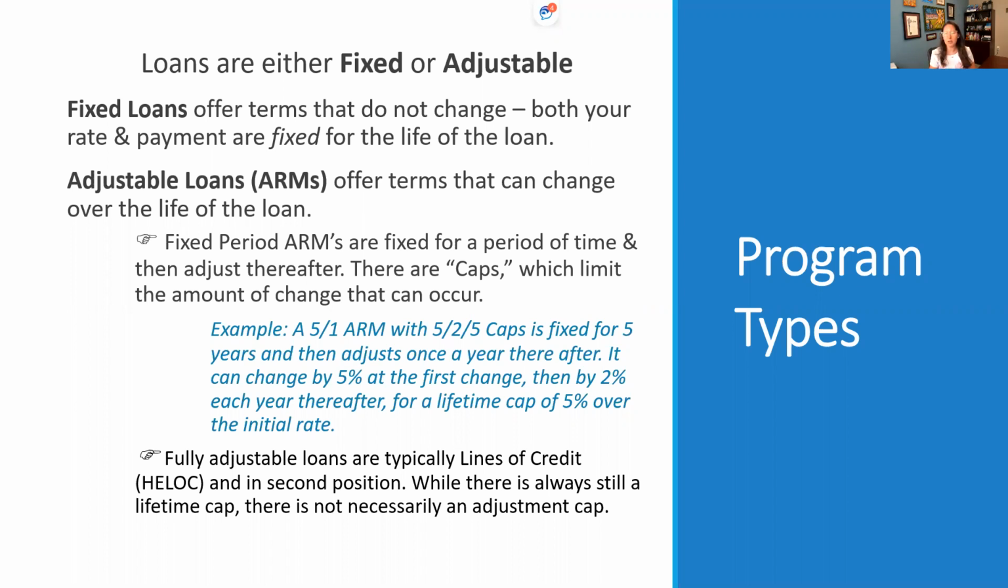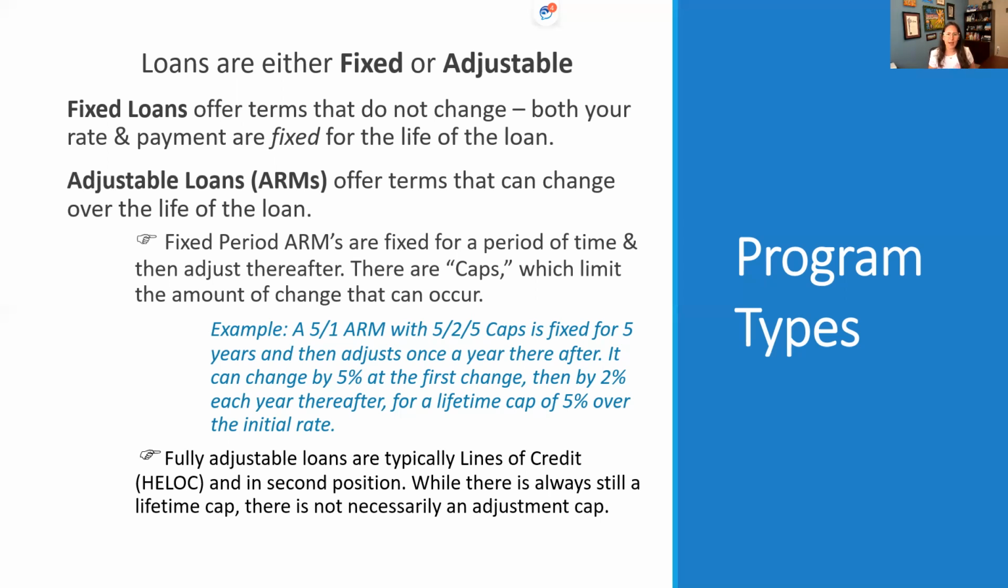So fixed period ARMs are typically what you think of when you hear of a 3-1, a 5-1, a 2-1, right? So a 5-1, just as an example, is a loan that's fixed for 5 years and adjusts once a year thereafter. Now they have caps on these, right? They have limits, how much change can occur, right?